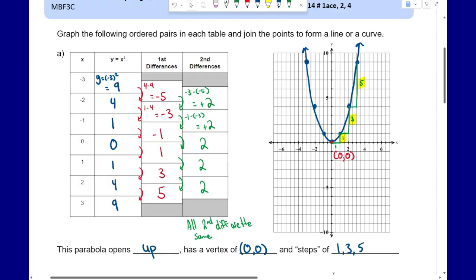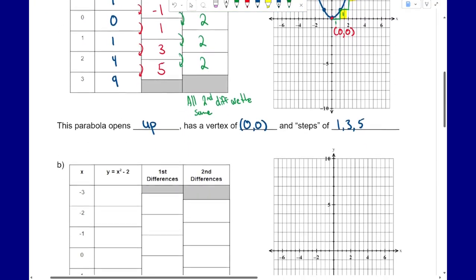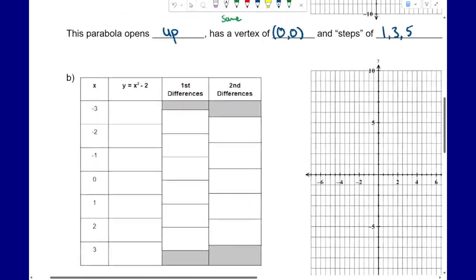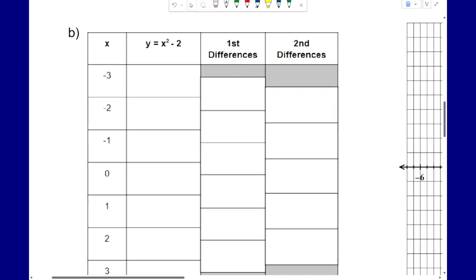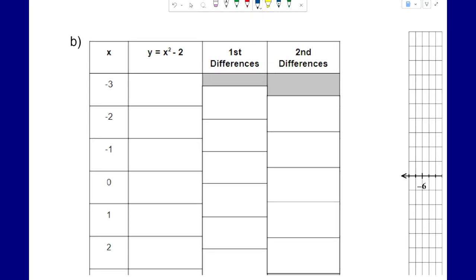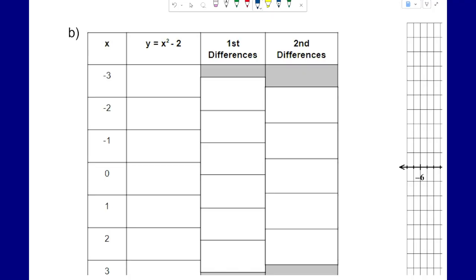And those are the characteristics of our vertex, or some of the characteristics. Let's look at another example. So here we have a slightly different equation, y equals x squared minus 2. All that changes is when I plug in a value, say negative 3, y equals negative 3 squared minus 2, or this becomes 9 minus 2, or 7.